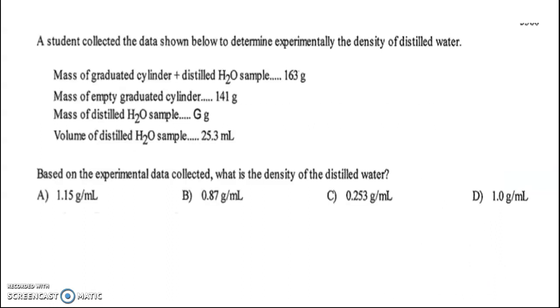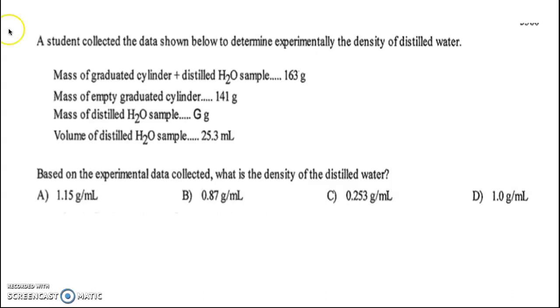We're going to come back to that page in one second. A student collected the data shown below to determine experimentally the density of distilled water. The mass of the graduated cylinder plus the distilled H2O sample is 163, so that's both the liquid and the graduated cylinder. The mass of the empty graduated cylinder is 141 grams. The mass of the distilled H2O sample, we don't know. And then we have the volume of the distilled H2O sample, which is how much distilled water is in the graduated cylinder. The question asks, based on the data collected, what is the density of the distilled water?